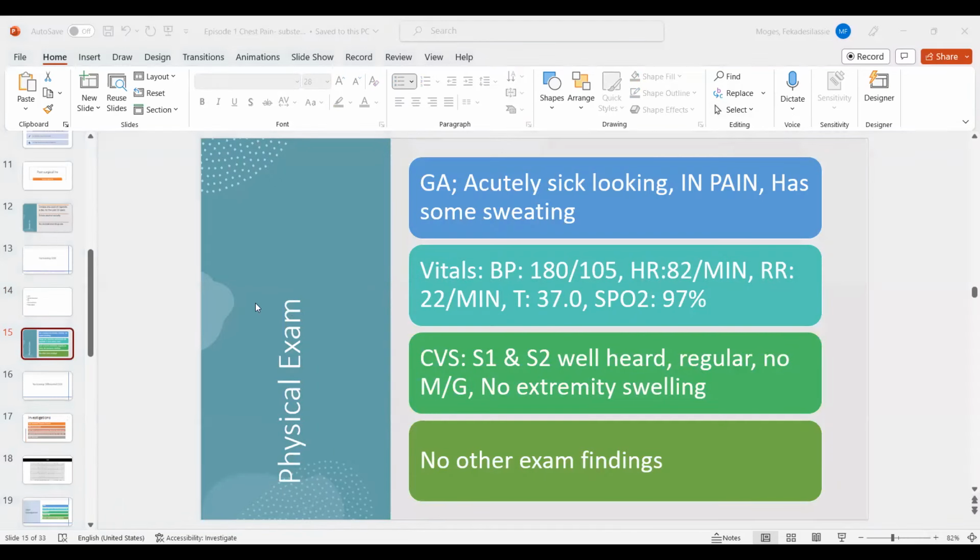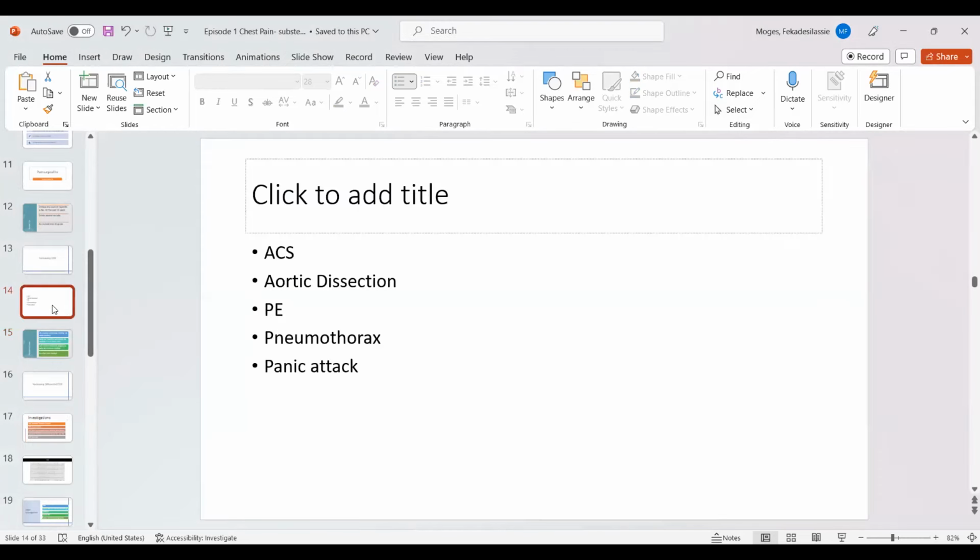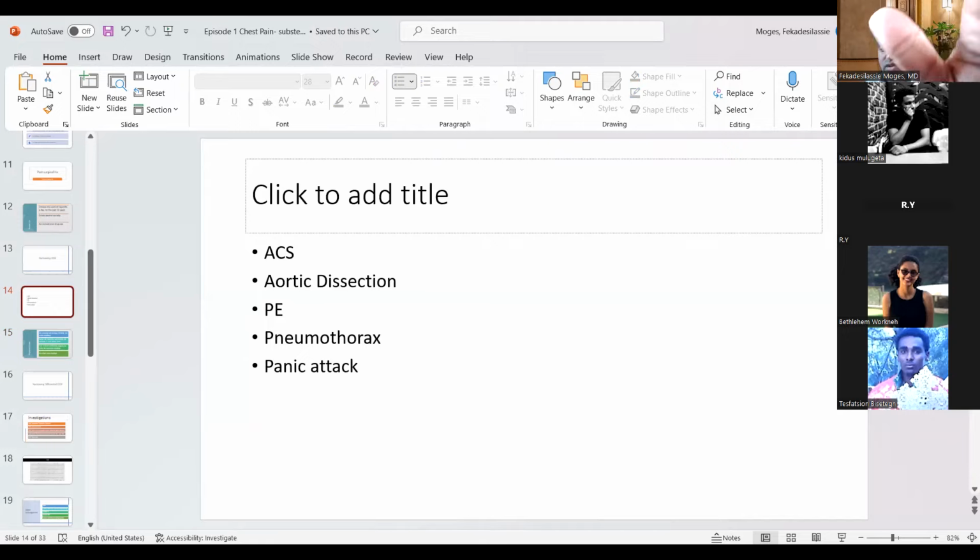All right, so physical examination. Which systems do you want to examine in this patient? The precordium. That is not the principle we teach you, right? So what is the principle you follow in physical exam?